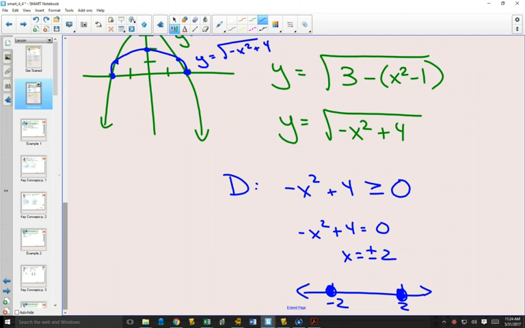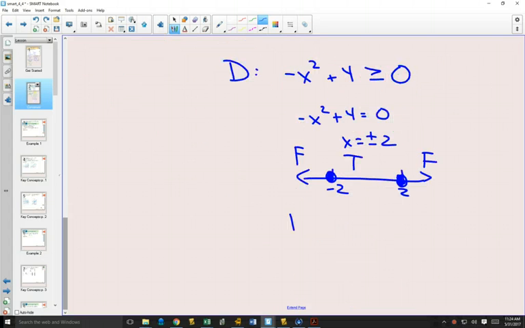I check something less than negative 2. If I plug in negative 10, negative 10 squared is 100 times the negative is negative 100 plus 4 is negative 96. That's going to be false. This section, if you try 0, it is true. If you try something like 10, this section's false. So our domain from this says that x has to be between negative 2 and 2.